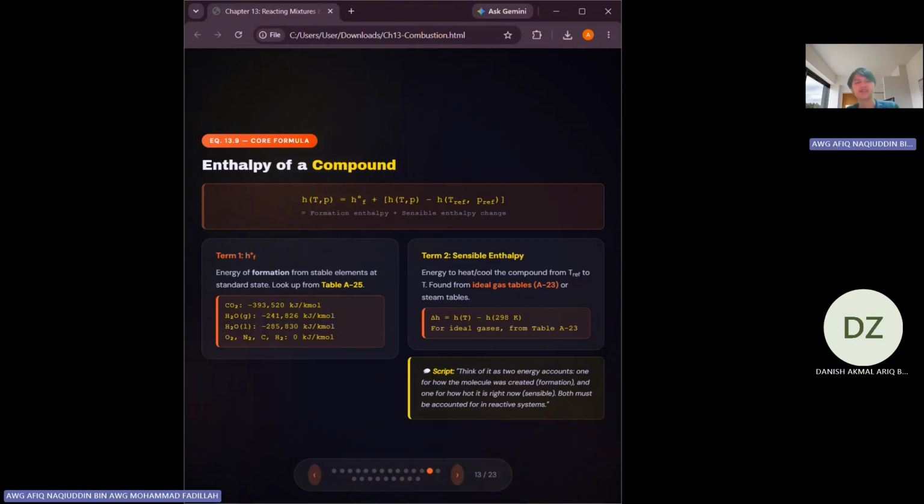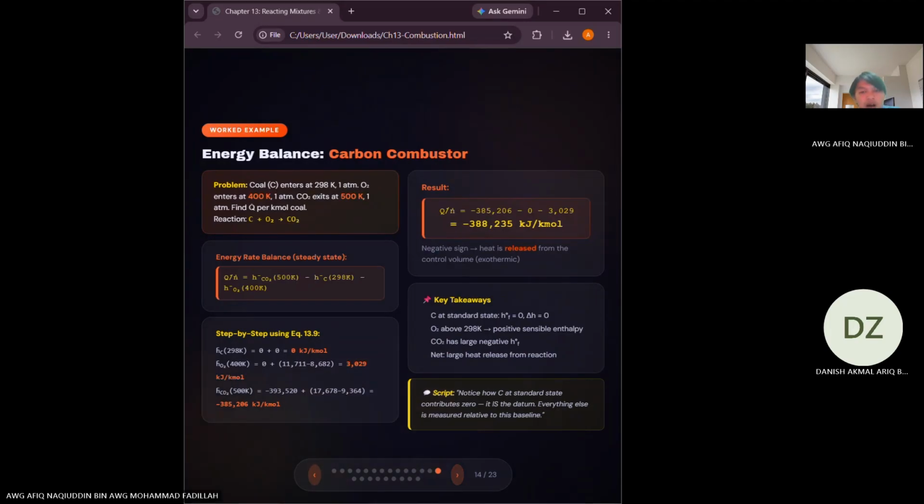Let's apply this for a real example. This is a classic textbook problem statement. Pulverized coal, modeled as pure carbon, enters a combustor at 298 Kelvin, 1 atm. Oxygen enters at 400 Kelvin, 1 atm. Carbon dioxide exits at 500 Kelvin, 1 atm. At steady state, find the rate of heat transfer per kilomole of coal. So the reaction: C reacts with oxygen gas to form CO2 gas.